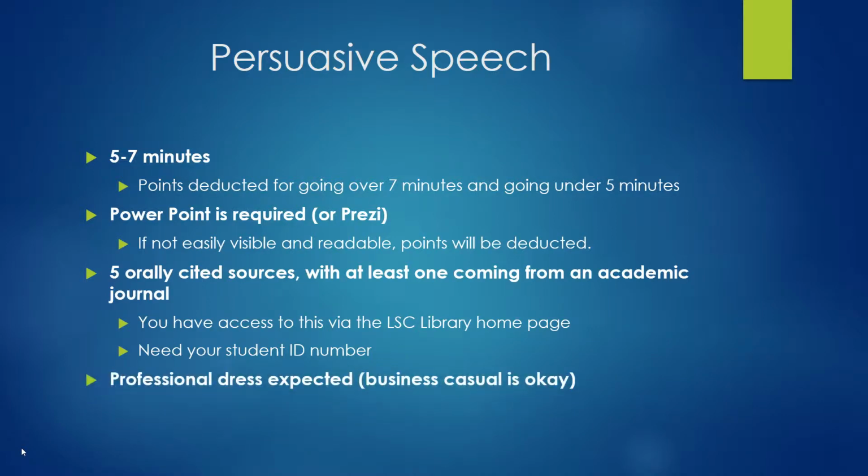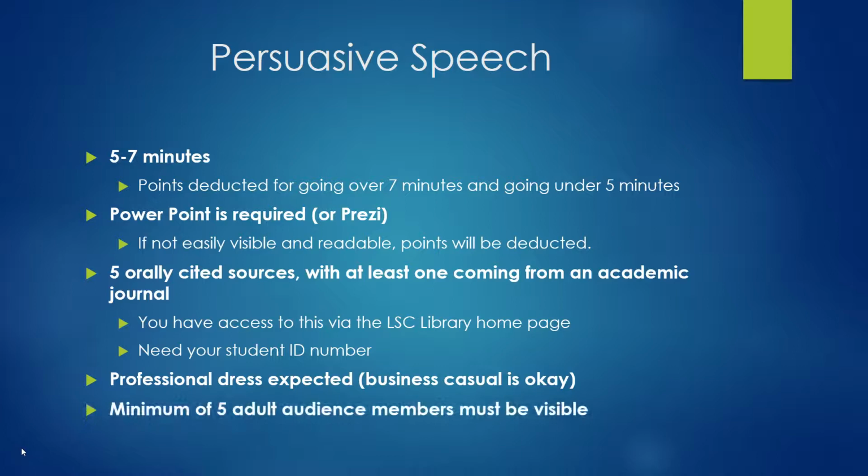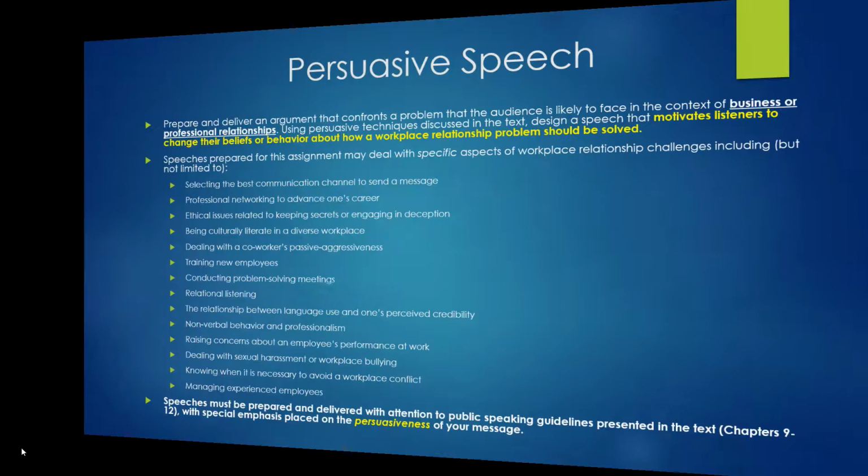Professional dress is expected, and of course, with the name of this class being Business and Professional, I would assume that you would already know that, but I don't want to make that assumption, so it's part of the grading criteria. And a minimum of 5 adult audience members must be visible, and once again, I will not get into an argument over who is an adult and who is not. If they look like an adult, they will work, but kids do not look like an adult, just an FYI.